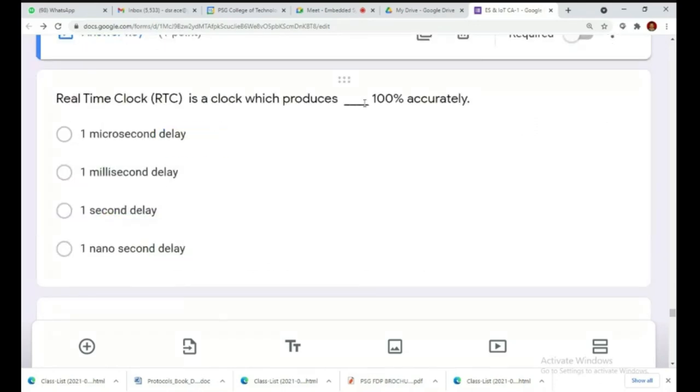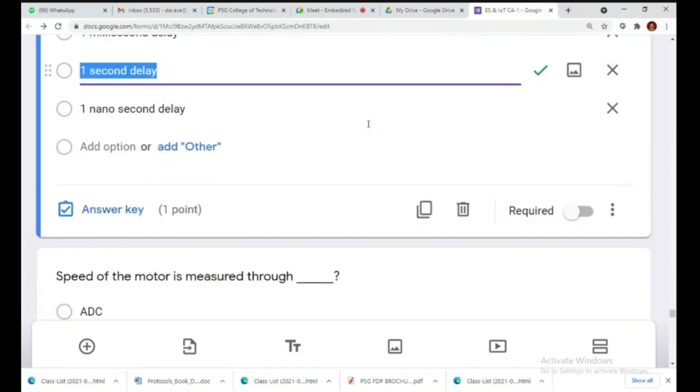Real-time clock is a clock which produces 1 second delay 100% accurately. As we all know very well, timers are the only device which produces microsecond time delay, millisecond time delay, and nanosecond time delay. When the time delay requirements are in minutes, seconds, and hours, real-time clock is the only solution. Hence, real-time clock is a clock which produces 1 second delay 100% accurately. So 1 second delay is the right answer.